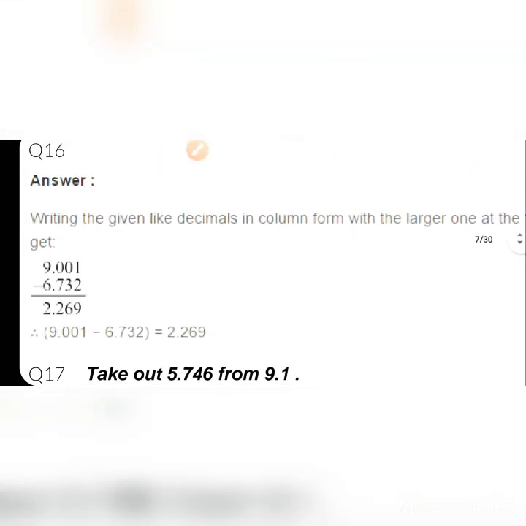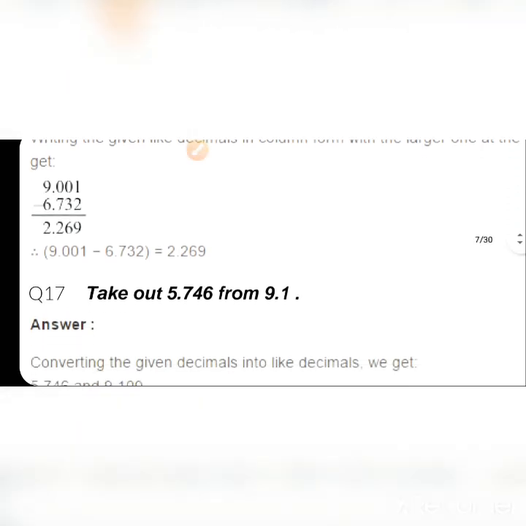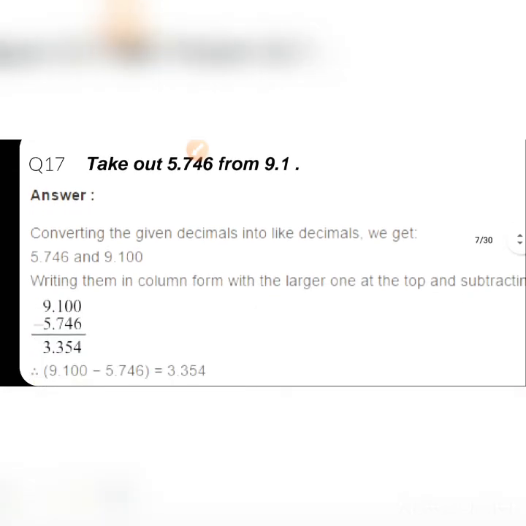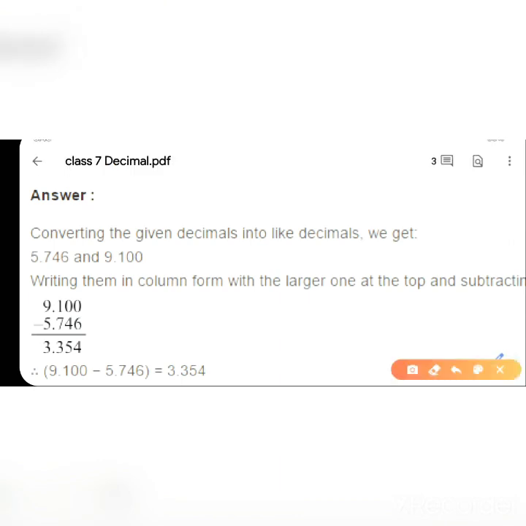So here we have finished the subtraction. Now next question. The question has been written here. The question is take out 5.746 from 9.1. Again, the same process we have to follow. We have to first convert the decimals into like decimals, and then we have to subtract. Always remember the number containing the greater number before the decimal point would be written at the top.